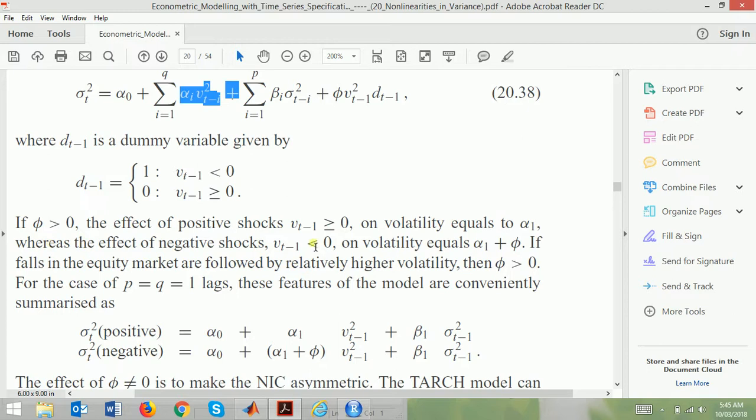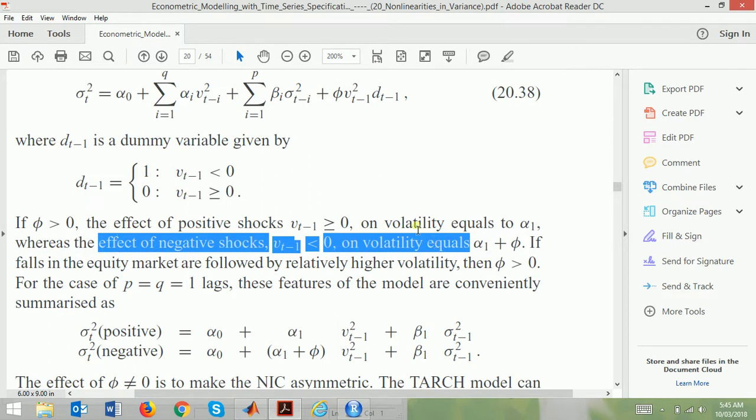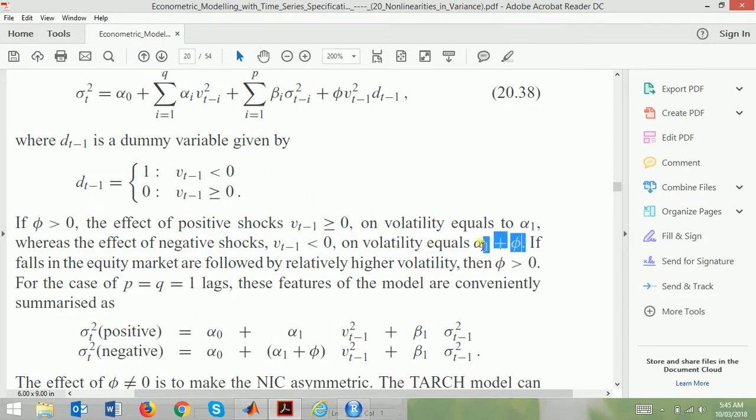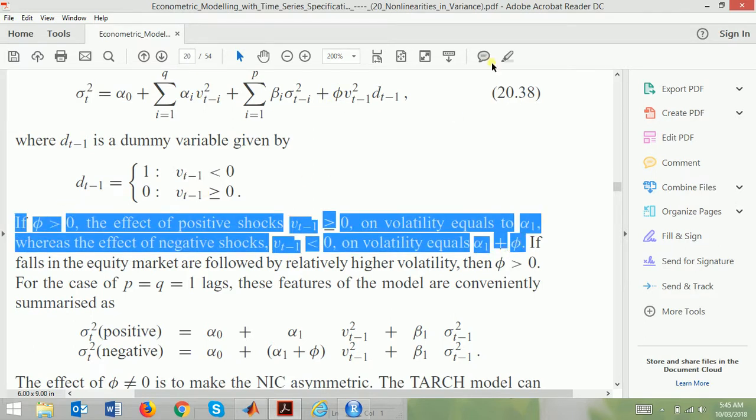Whereas the effect of negative shocks, when this lag value is less than 0, that means minus. Here it means when there are any negative numbers, we get 1. The effect on volatility equals alpha 1 plus phi. Okay, so now we have alpha 1 plus phi, and that is important information.